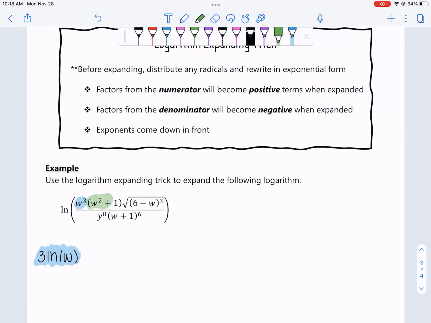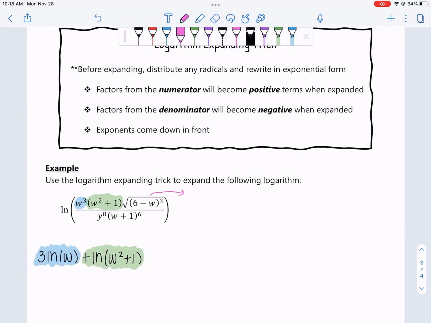For this next one, w squared plus 1, it's in the numerator, so it gets a plus. There's no exponent to bring down. I can't bring down this 2 because it's not on everything. So it's just ln of w squared plus 1. The plus is because of the numerator. No exponent to bring down.